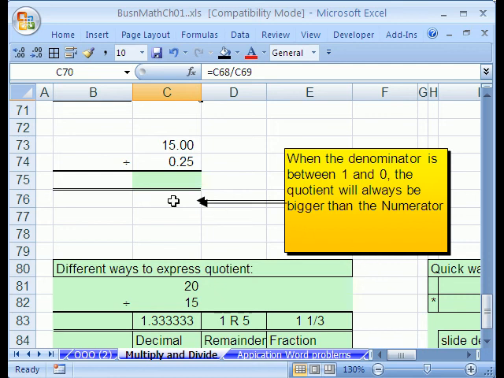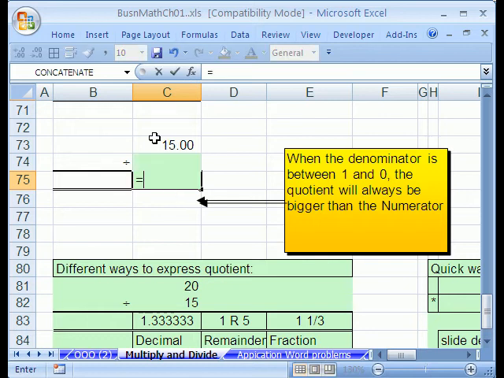Now, what happens when you divide a number? We're going to take 15 divided by 0.25. So in the denominator here is a number between 0 and 1. Anytime that happens, the answer or the quotient will be bigger than 15. Let's just do our formula. Equals 15. Now watch this.